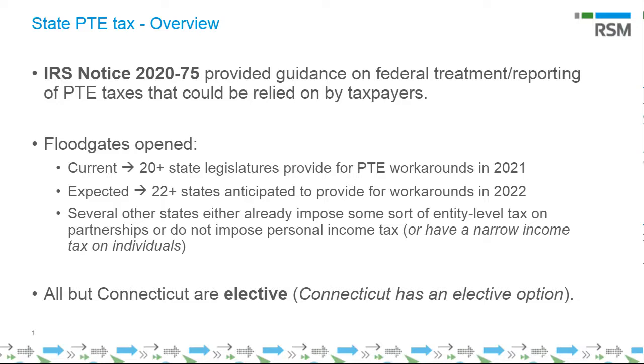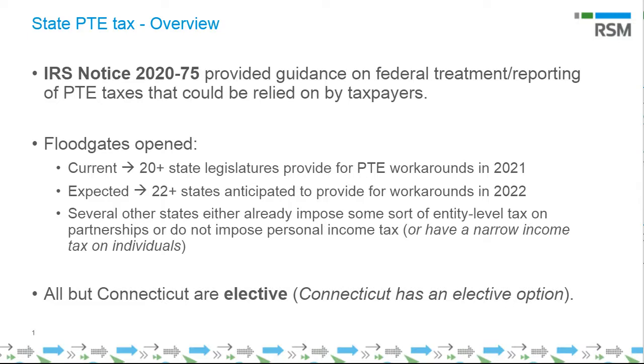They acknowledged that they did exist. They acknowledged the intent, and they essentially said that there's going to be future regulations that would be coming out to address them. But in the meantime, they ultimately went through the pass-through entity taxes and the deductibility. So after that, we started off with 7 or 8 states from 2018 to 2019, and then after 2020-75, you could see the floodgates open.